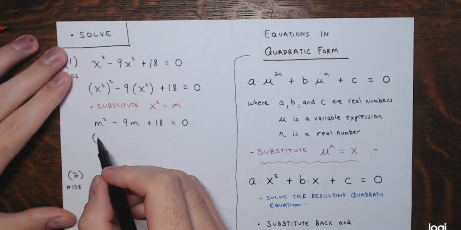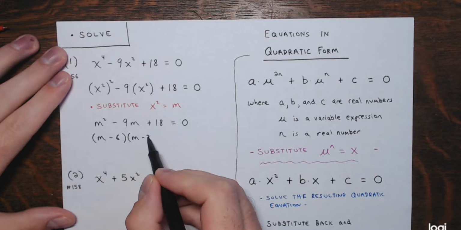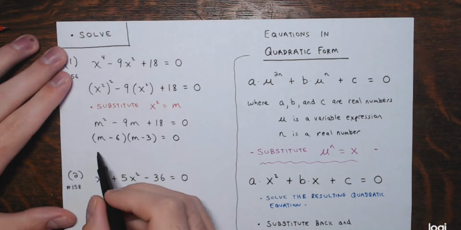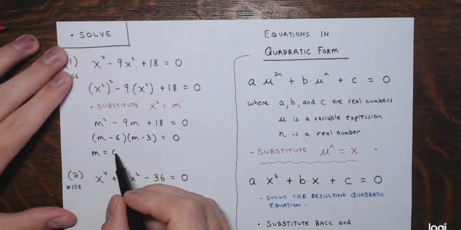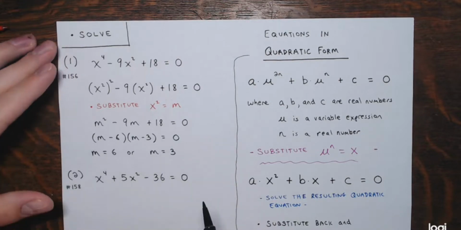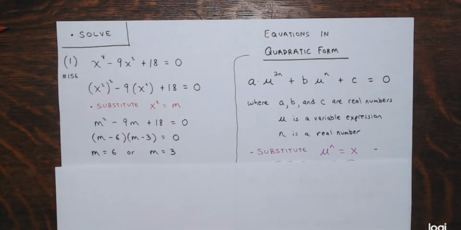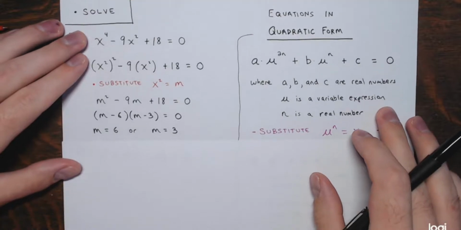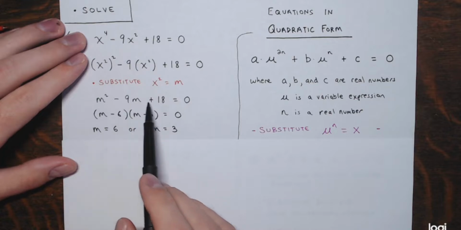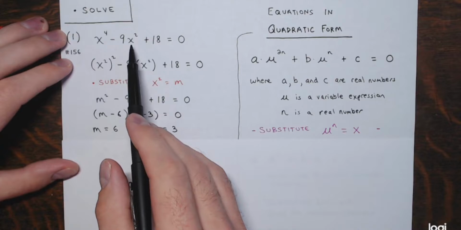This factors to m minus 6 times m minus 3. And then by the zero product property, you can say that m must be 6, or m could be 3. But I'm not done. I'll put some more paper here because I'm running out of room. Not finished. I've solved for m. That solves this equation. But the original equation had x as the variable.